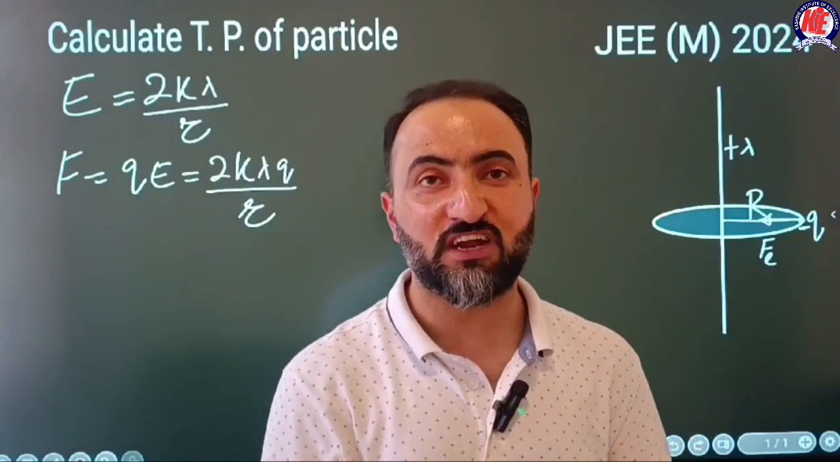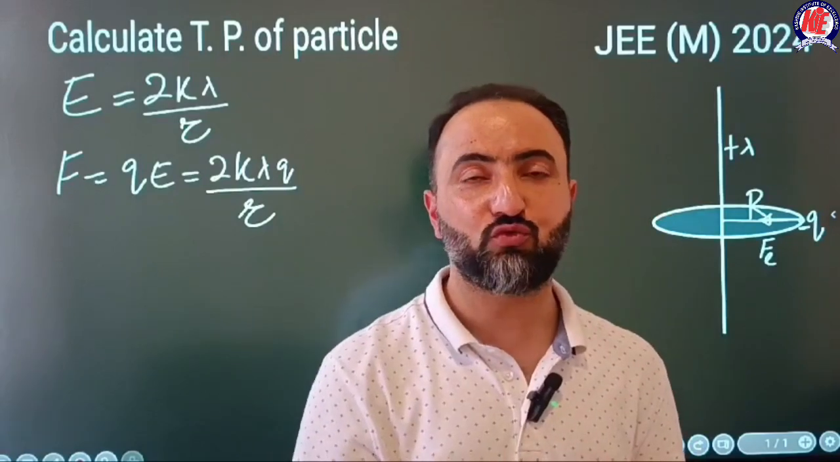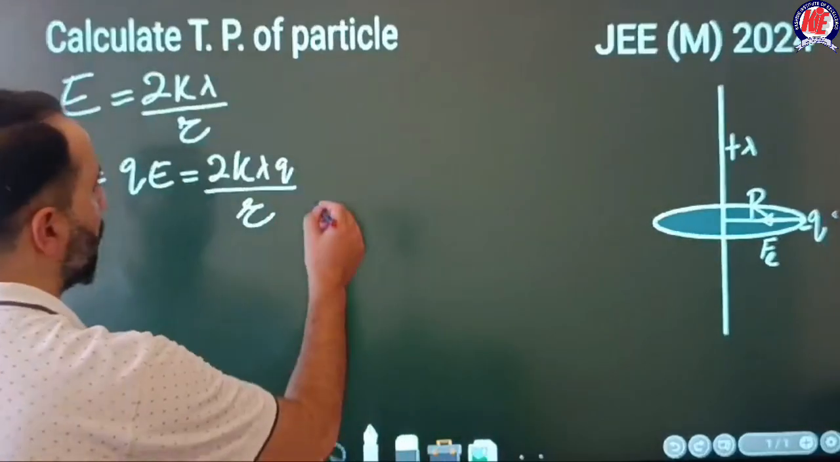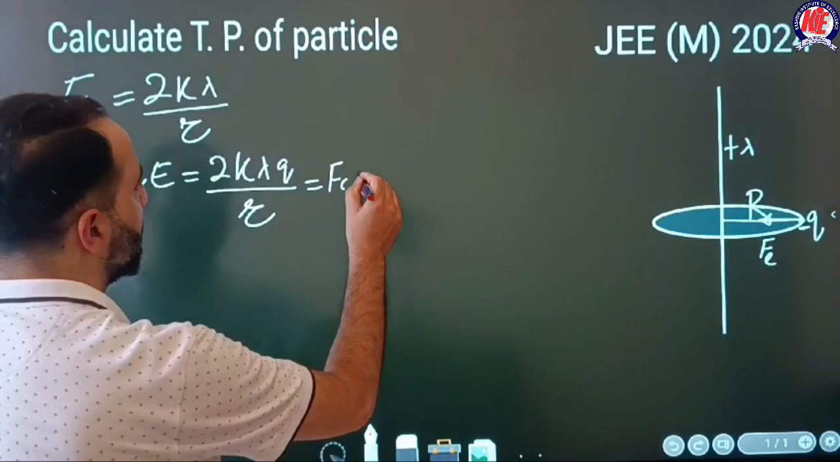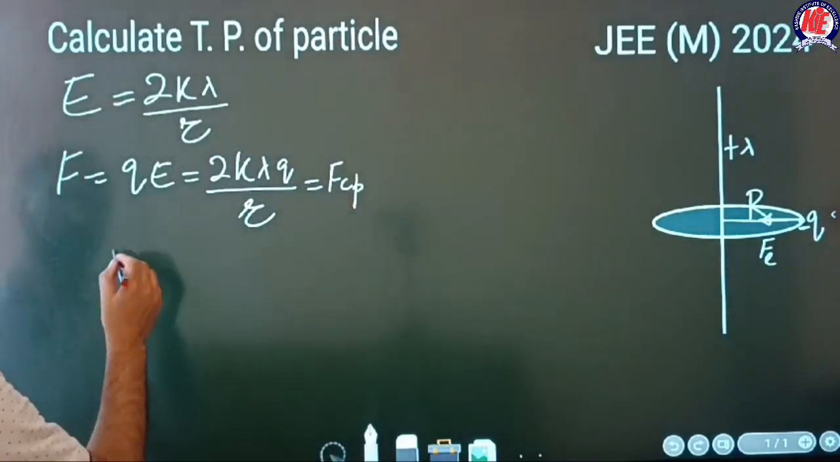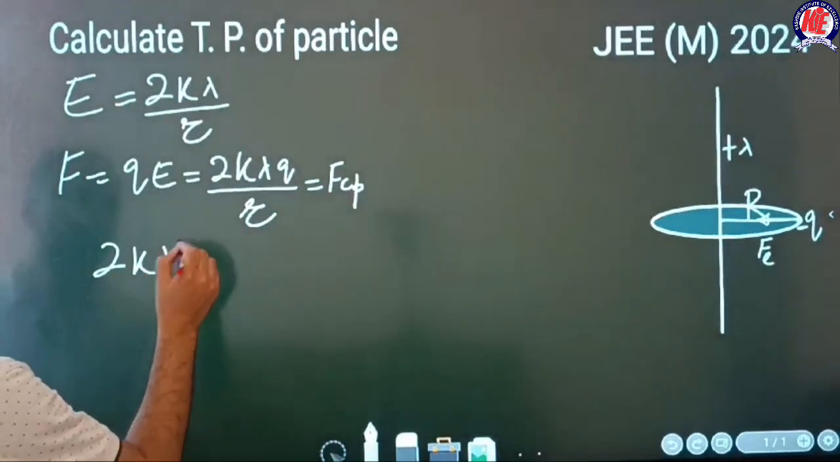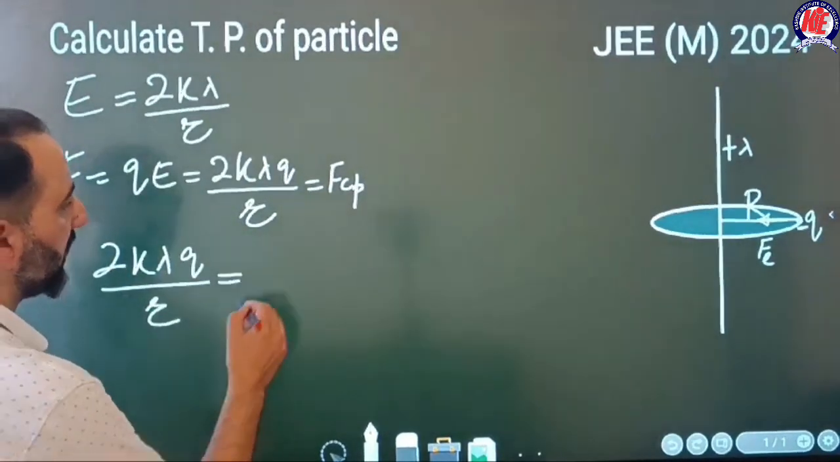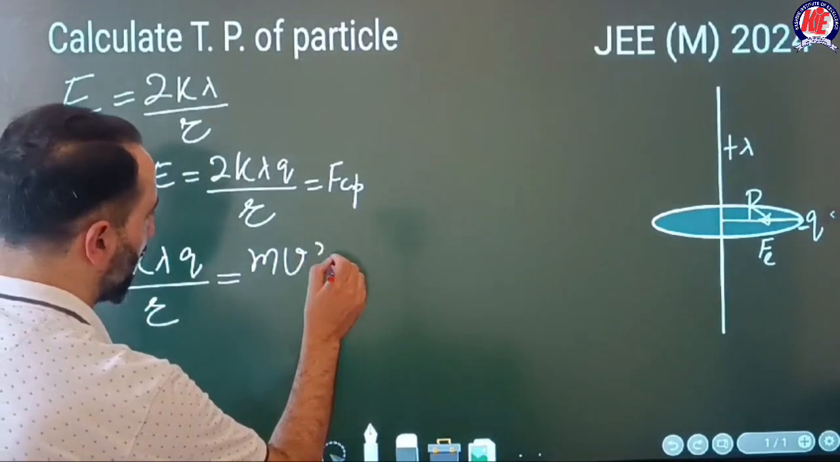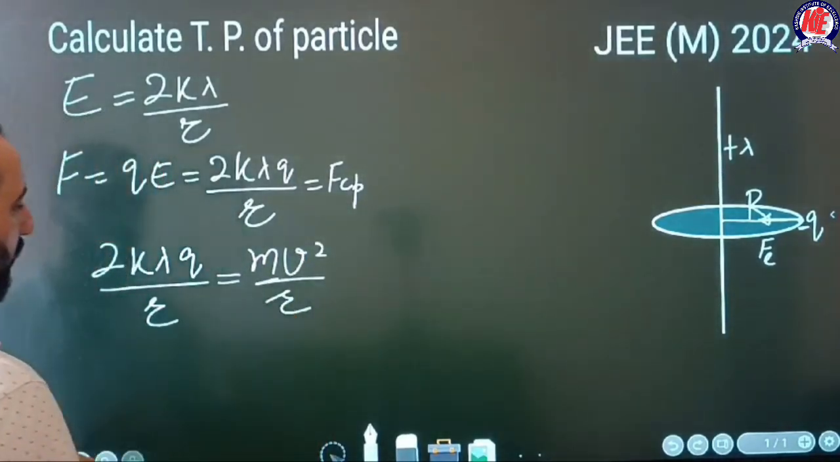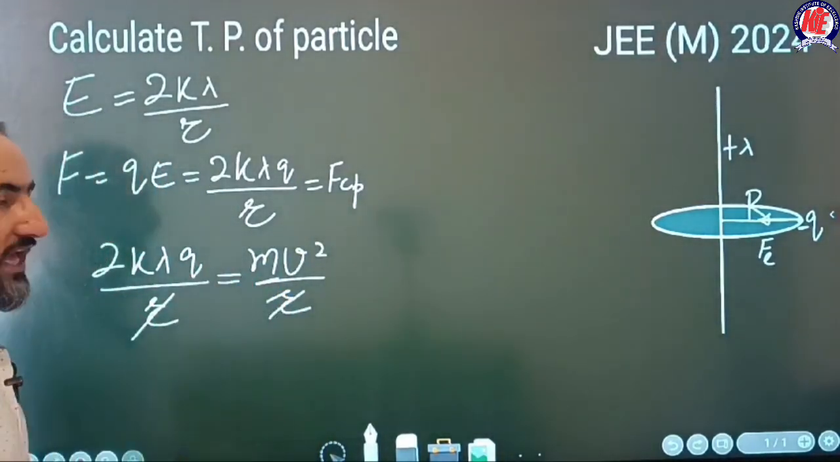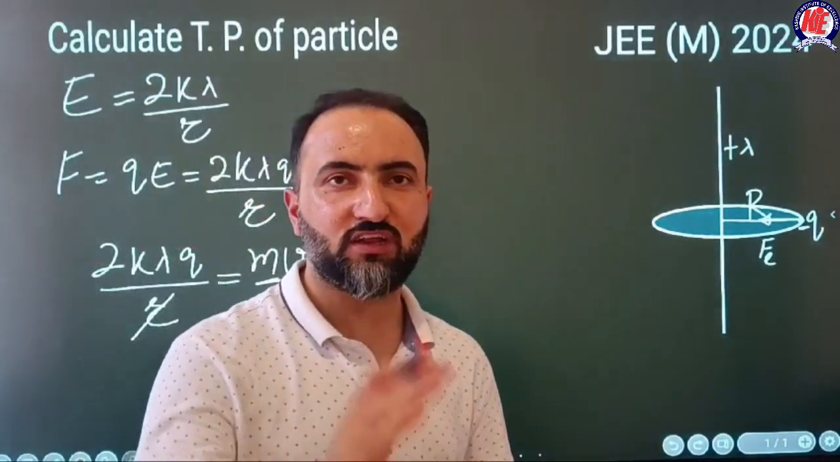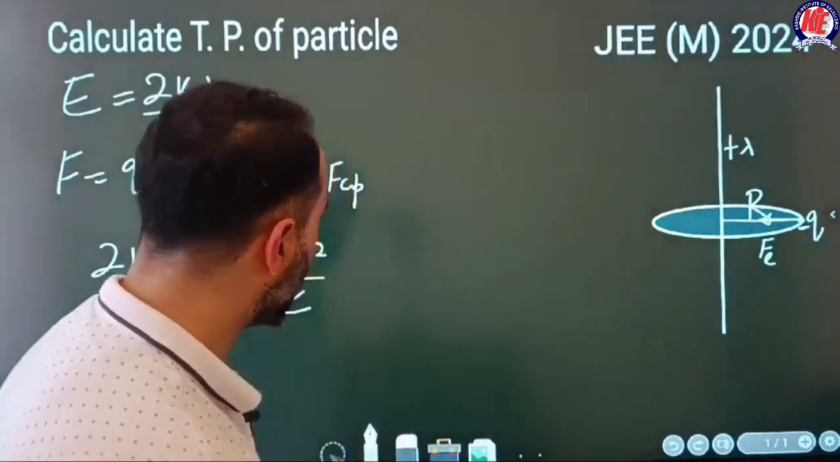And what's the expression for the centripetal force? You know that it's mv square divided by r. It will provide the necessary centripetal force. So I will write down twice k lambda into q divided by r equals the centripetal force, and you know the equation for that is mv square divided by r. Now this r and this r are going to cancel. From there I can calculate the velocity of the negatively charged particle.